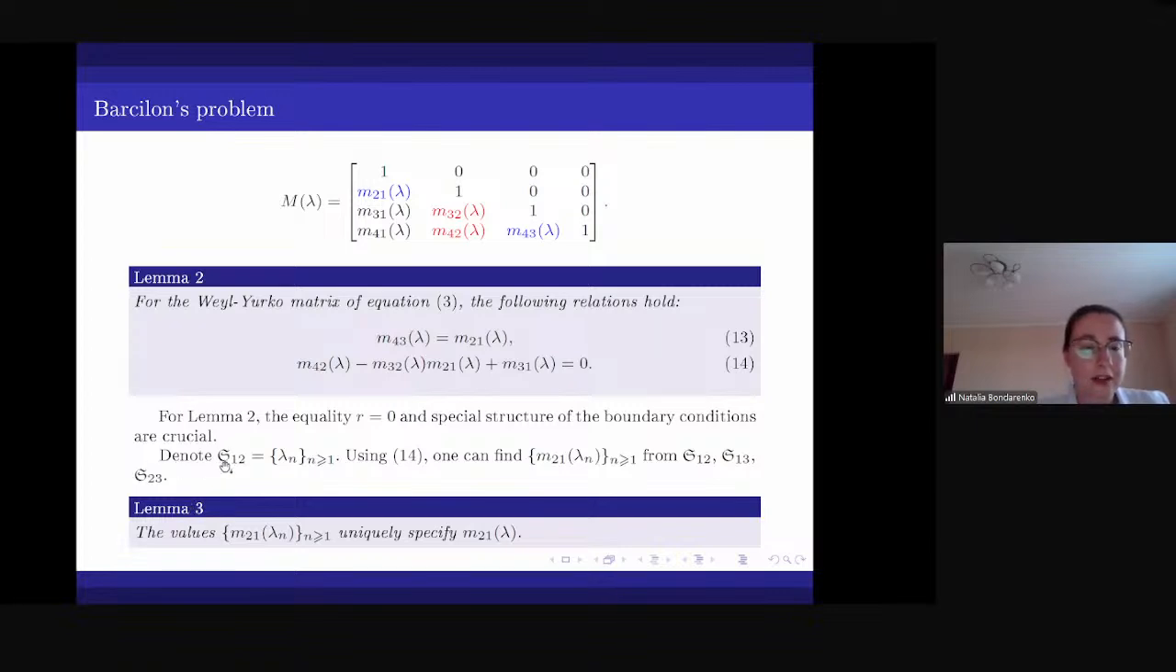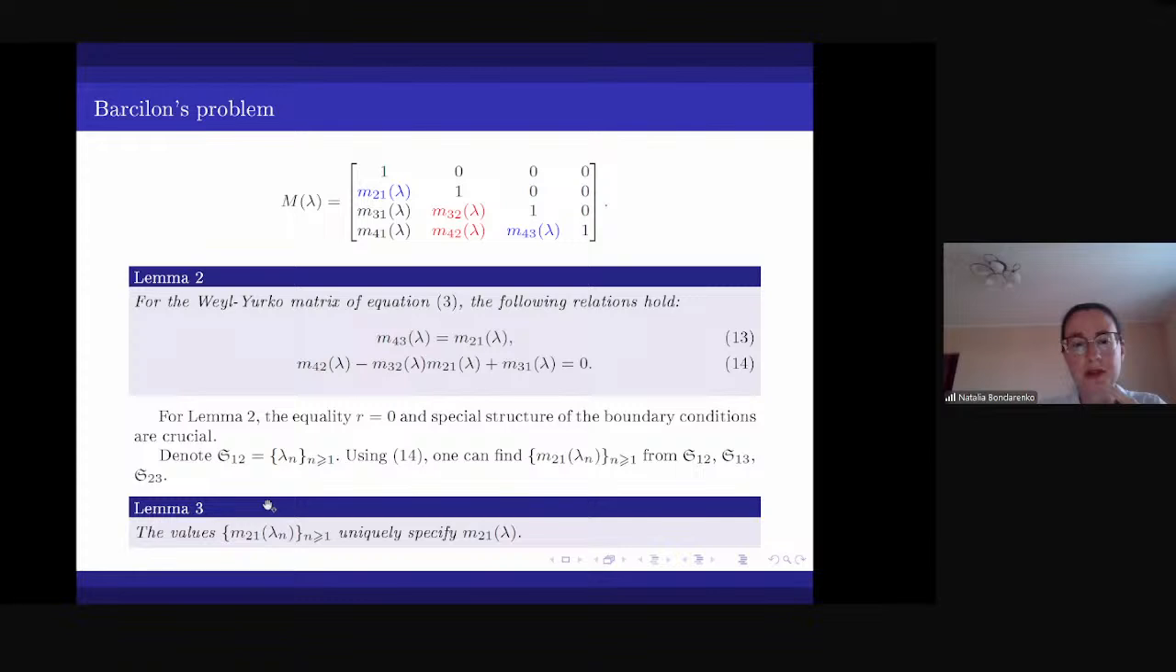Next, denote the eigenvalues of the spectrum S12 by lambda n. And it can be shown that by using this relation and by using the red elements, which are already known, we can find the values of the element, say, M21 at the points lambda n. And next, we obtain the following lemma: these values uniquely specify the function M21 for every lambda.